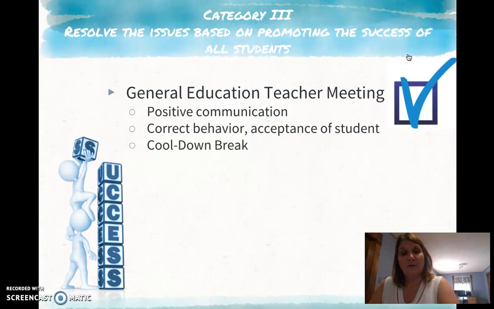And then third, I would discuss with them how to do a cool down break. Instead of just removing him from the classroom, allowing Carl to have a cool down break. And just teaching different strategies with the teachers so we could build the climate and the culture of the school to be more positive.